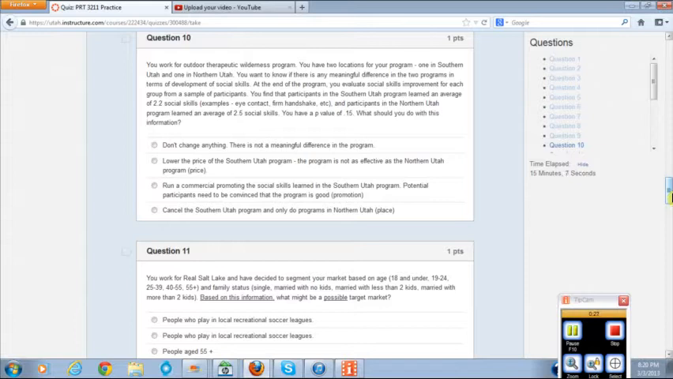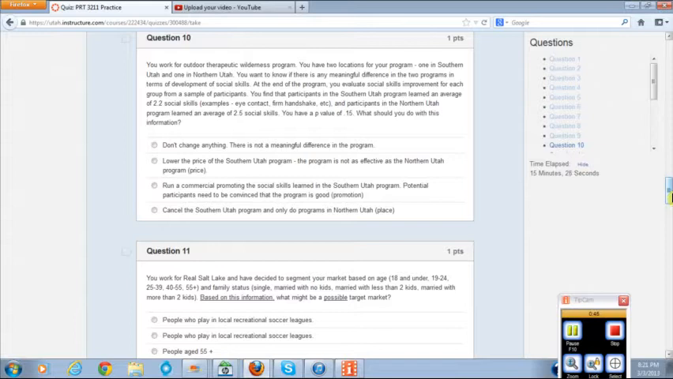You find that participants in the southern Utah program learned an average of 2.2 social skills, such as eye contact, firm handshake, etc. And participants in the northern program learned an average of 2.5 social skills. You have a p-value of 0.15. What should you do with this information?